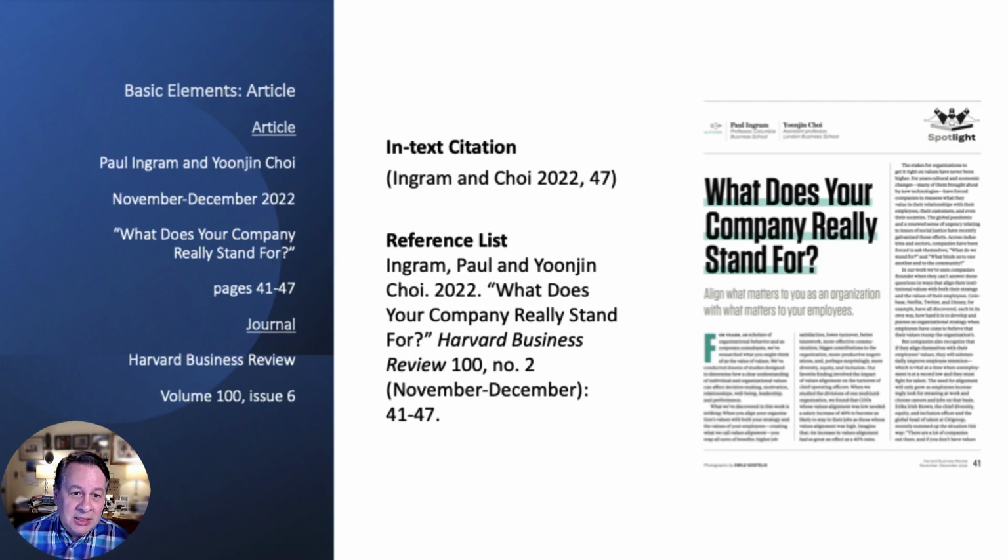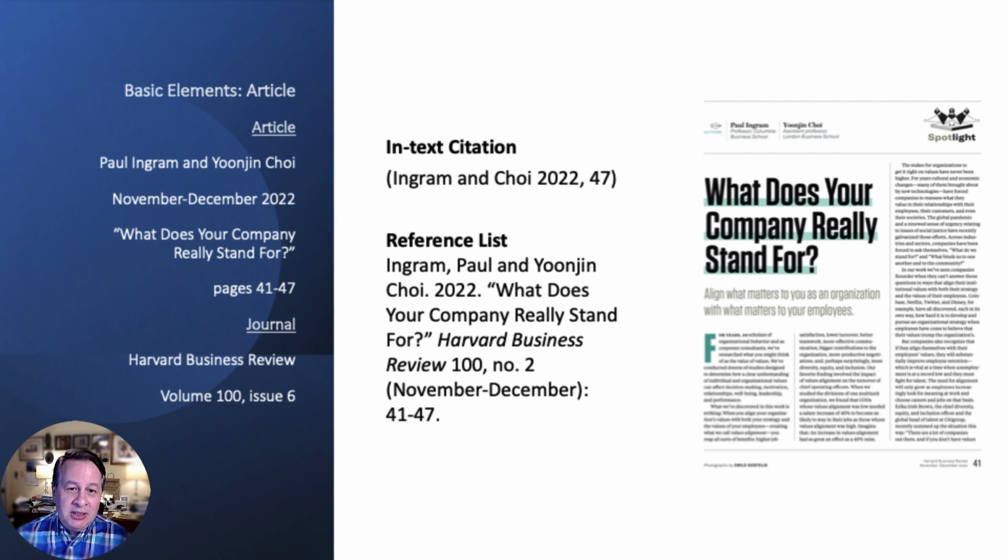An article is about the same as an anthology. There's several things you need to keep in mind. You need to get the information about the article, and you need the information about the journal itself. So in this case, the article is written by Paul Ingram and Eugene Choi. It was written in the November and December issue, 2022.